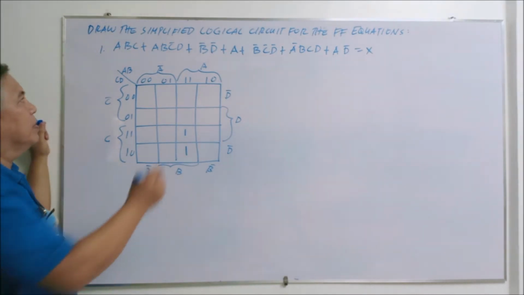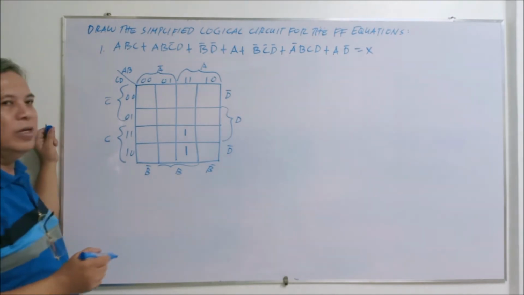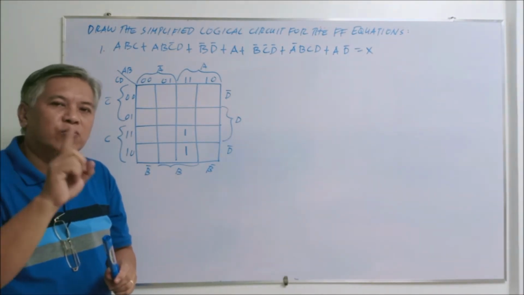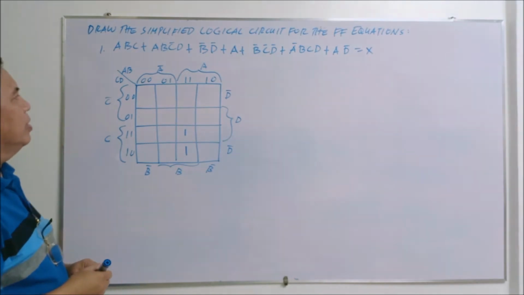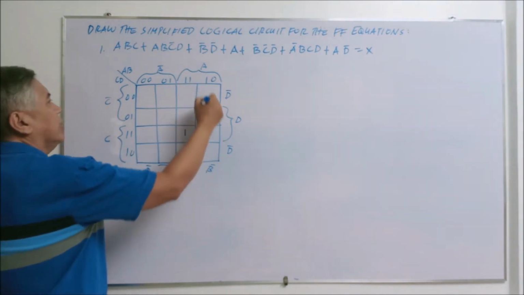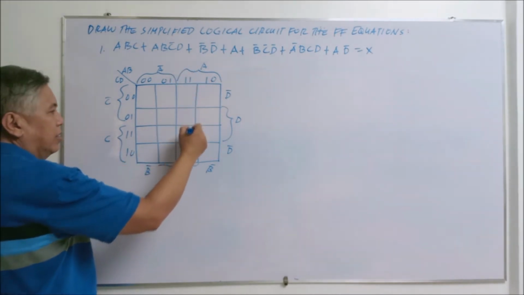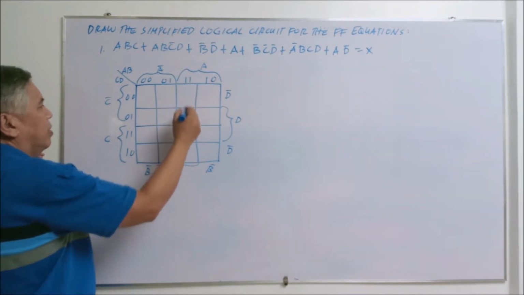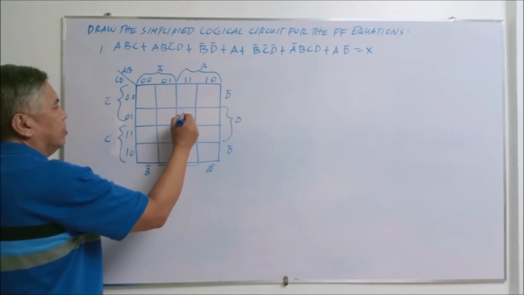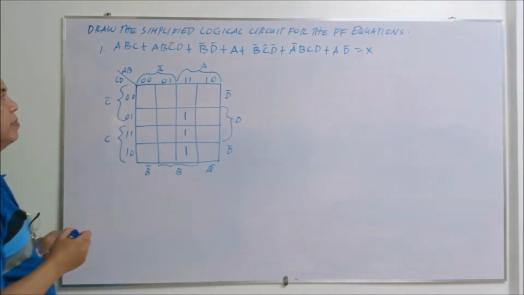And then you have A, B, C bar, D. That is a 4-variable term that is equivalent to 1 cell. Where is it located? So you have here A, and then B, and then C bar, and then D at 1. So it is located there.